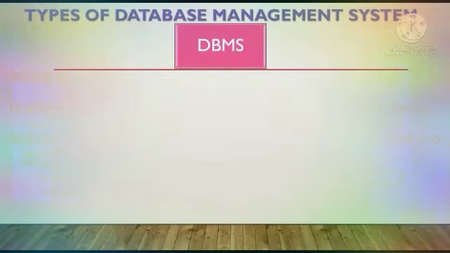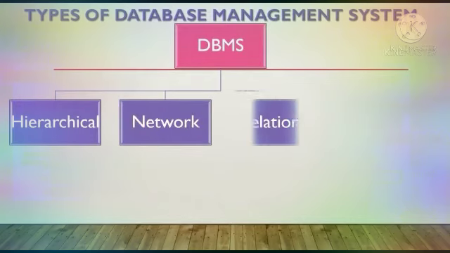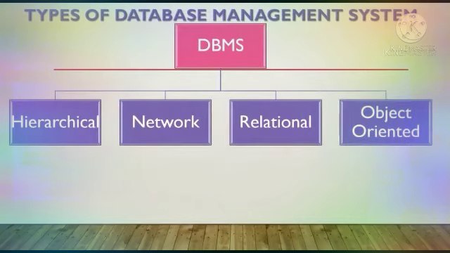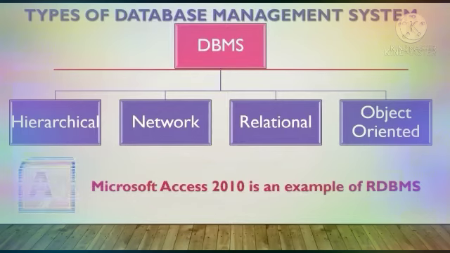Types of database management systems are hierarchical, network, relational, object oriented. Here we are going to see MS Access. It is an example of RDBMS, Relational Database Management System.